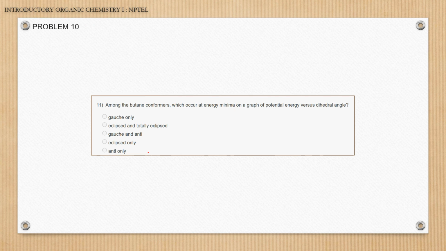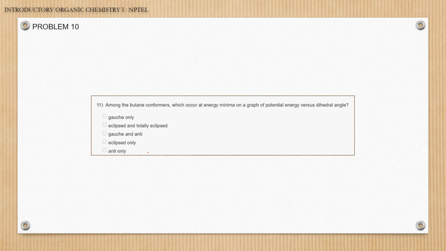So you have to see, according to the question, you have to answer which occur at the energy minima. Because the gauche conformation is also a stable conformation, stable enough compared to the eclipsed or totally eclipsed conformation. So you have to mention that yes, energy minima is present at gauche and anti, both of them, right? Not anti alone. Anti is the least energy conformation, but at energy minima, you have to see how the graph is going, how the trend is.